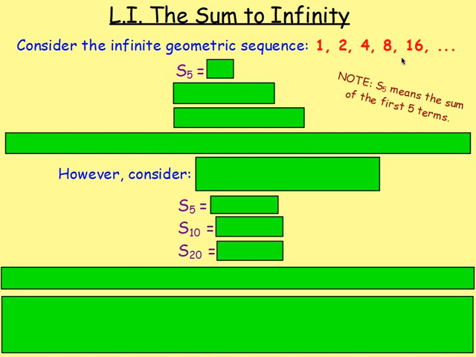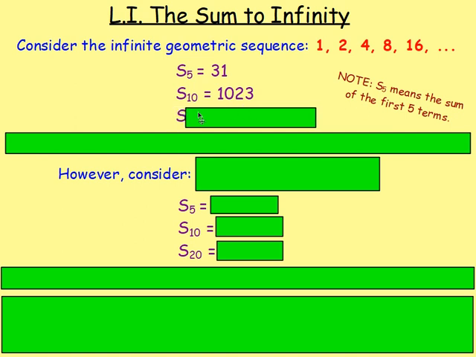1, 2, 4, 8, 16. We can see we are multiplying by 2 every single time. Let's say we want to take the sum of the first 5 terms. If you add up 1, add 2, add 4, add 8, add 16, you get 31. If you take the sum of, say, the first 10 terms, what do you get? Well, you end up getting 1023.